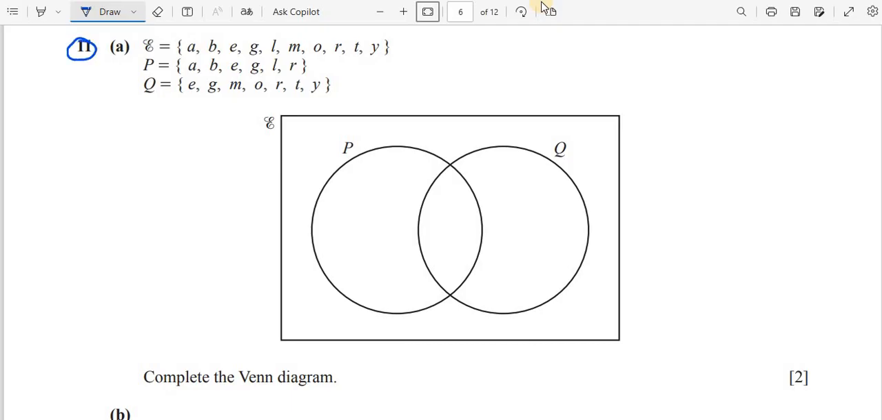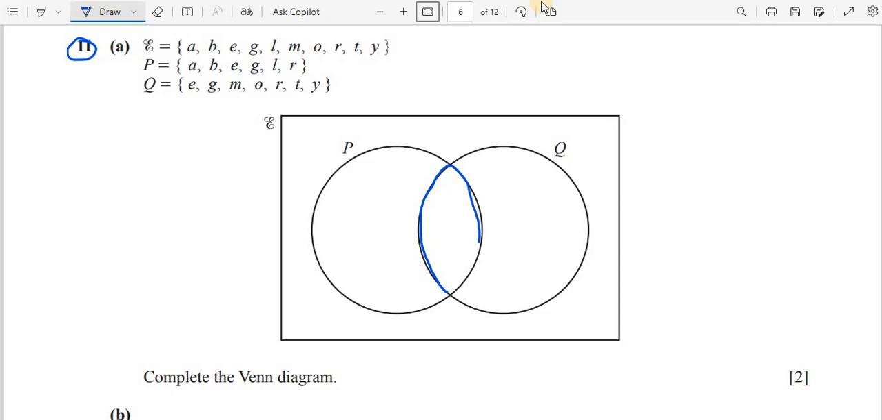Question number 11. The universal set is A, B, E, G, L, M, O, R, T, Y, and set P is A, B, E, G, L, R, and Q. This is a set. So separate P and Q. This is a common section.